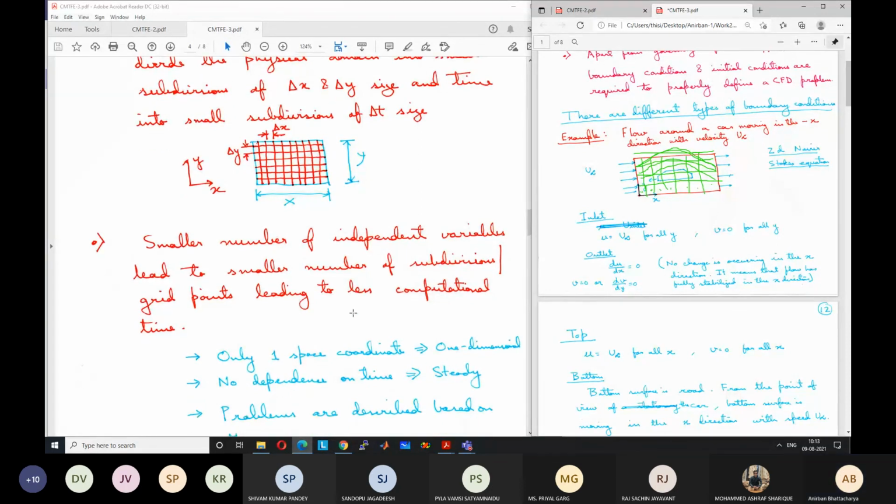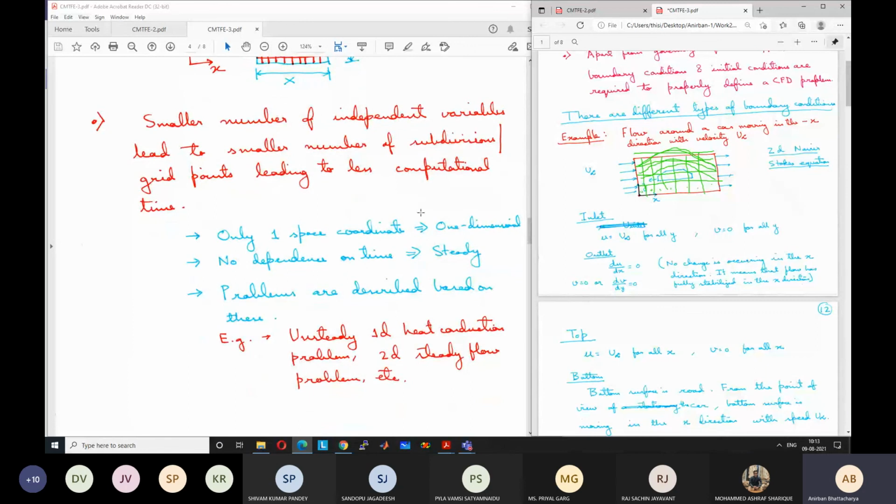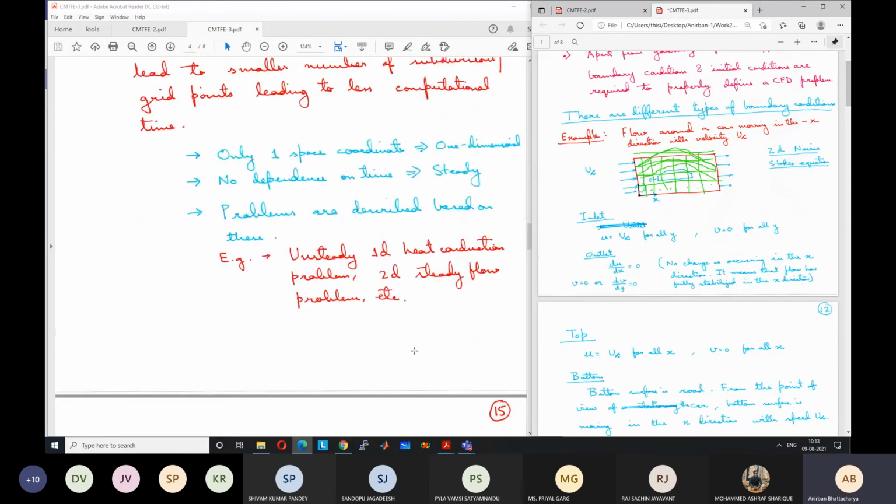Okay, so some terminology. If there is only one space coordinate in a problem, we call it a one-dimensional problem. If there is no dependence on time, we call it a steady problem. If there is dependence on time, we call it an unsteady problem. So problems are defined based on these parameters, for example, unsteady 1D heat conduction problem, 2D steady flow problem, etc. Based on the name, you can understand which variables there are and how many.